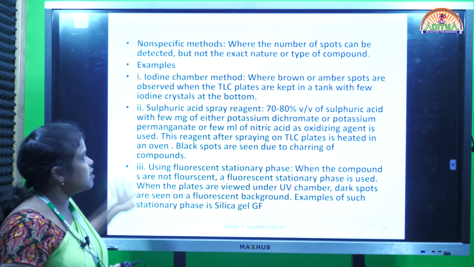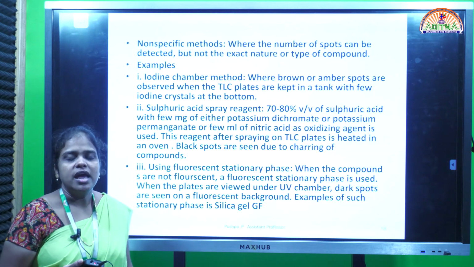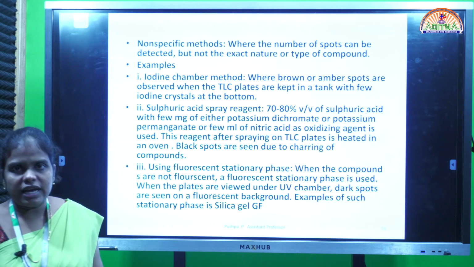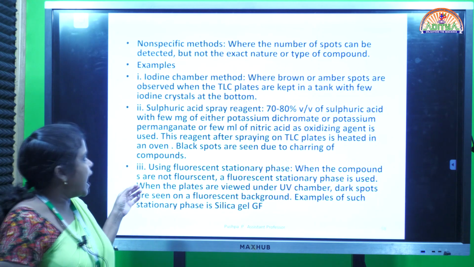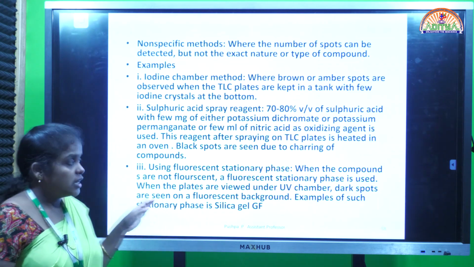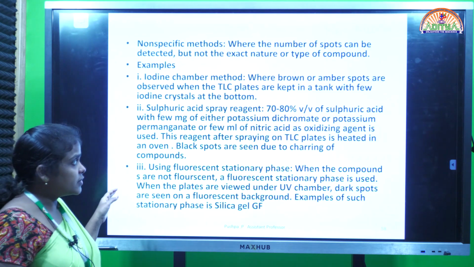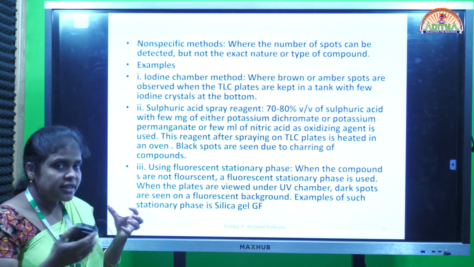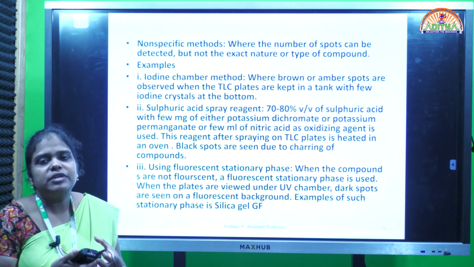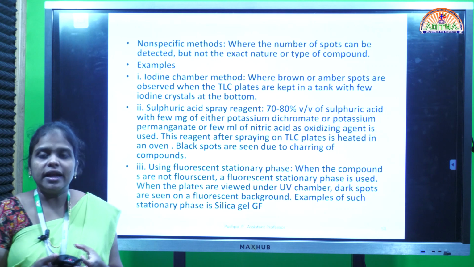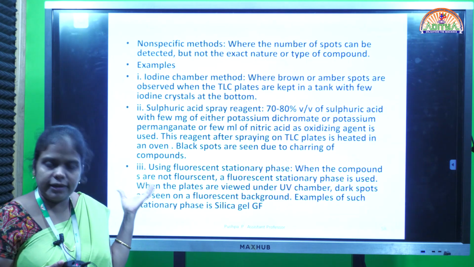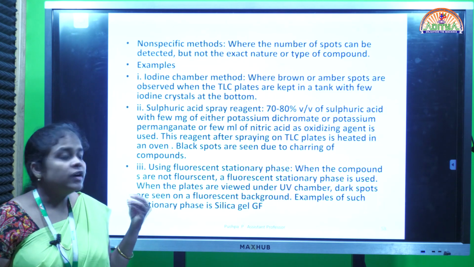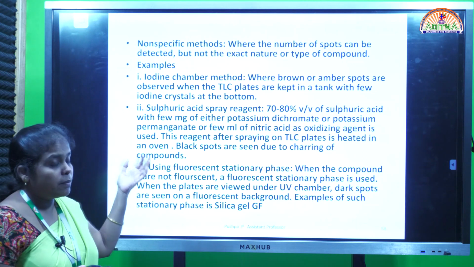Another method is the sulfuric acid spray reagent method. As the name itself says, we use sulfuric acid. Along with that we add a few mg of potassium permanganate or potassium dichromate and also nitric acid as an oxidizing agent, to make the reaction between the sample spot present on the TLC plate and this detecting agent, to give brown or black color spots.